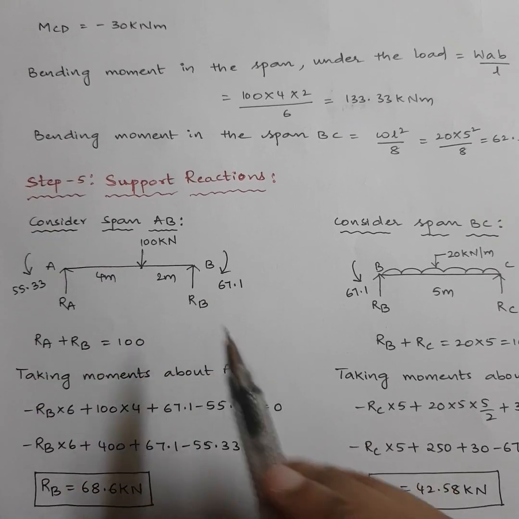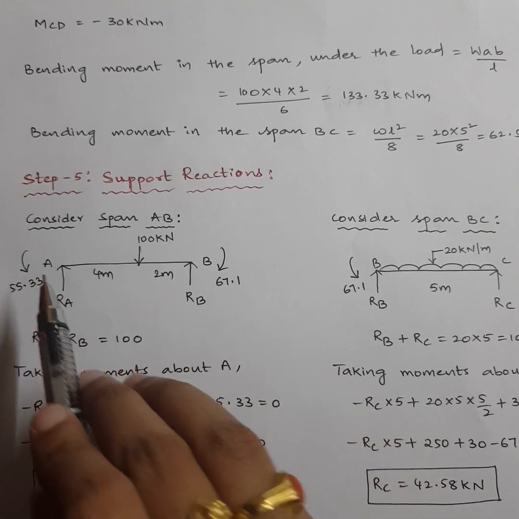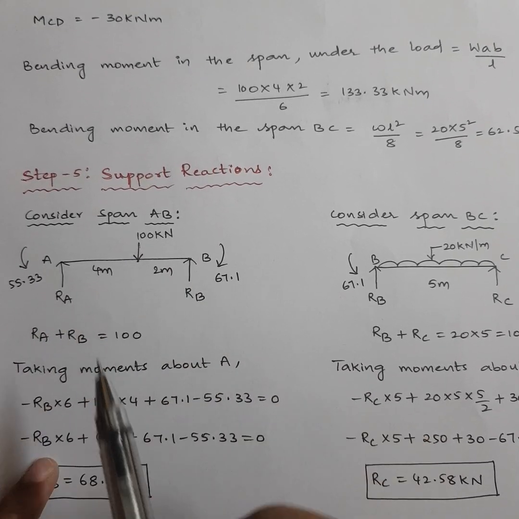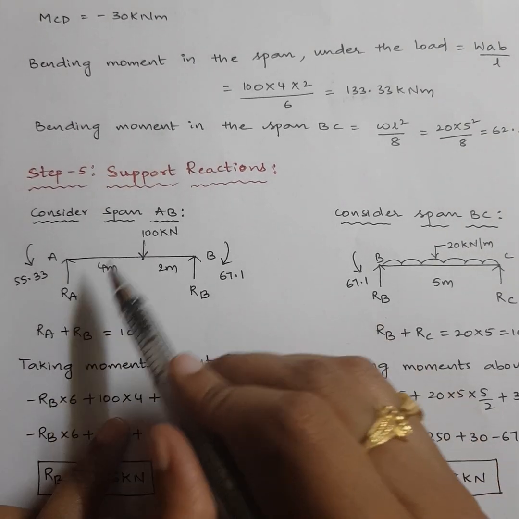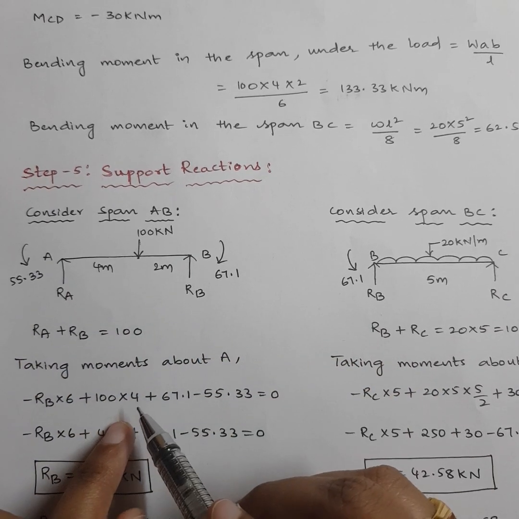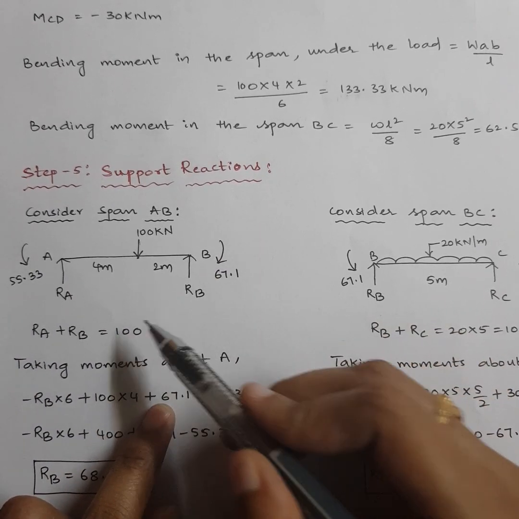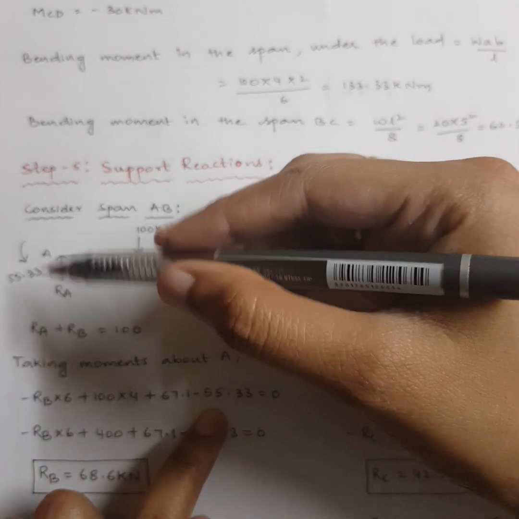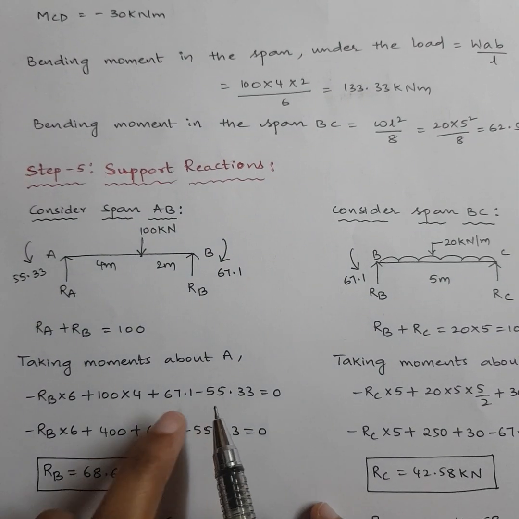So when you are taking moments about A, RB will go in anti-clock direction. So minus RB into total span, which is 6, plus 100 will go in clock direction towards A, plus 100 into 4. This is clock direction. Plus 67.1 minus 55.33 equal to 0. That's what I am repeating here.